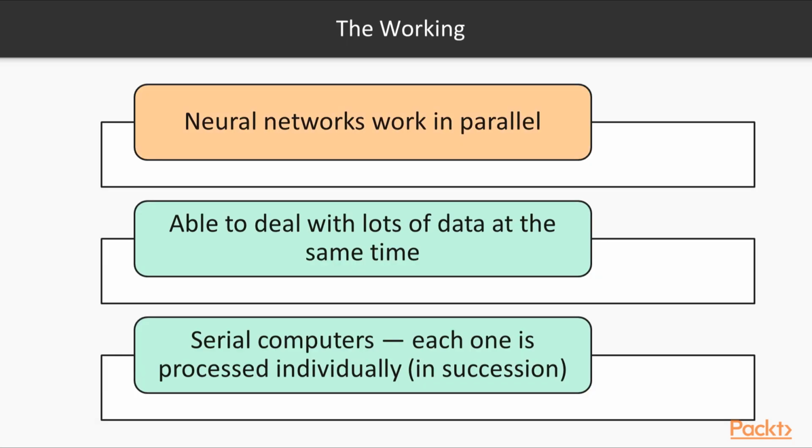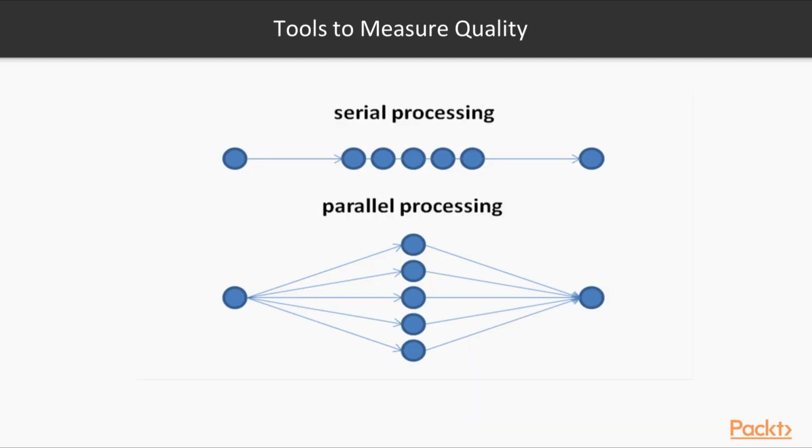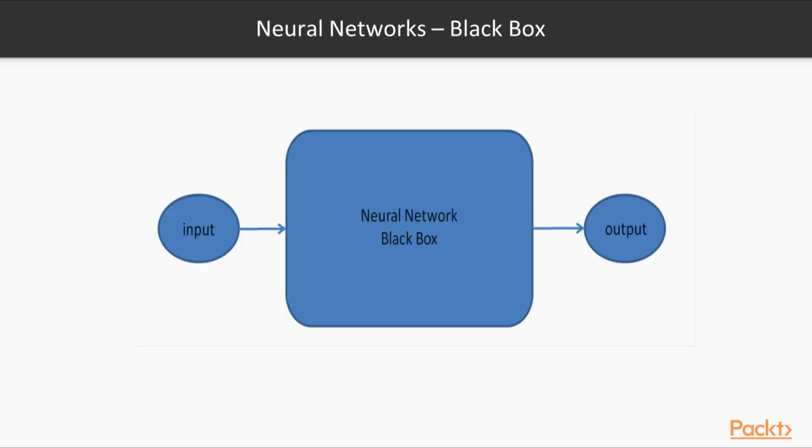Neural networks work in parallel and are therefore able to deal with lots of data at the same time, as opposed to serial computers in which each one is processed individually and in succession. Here's a figure giving a comparison between serial processing and parallel processing. Models produced by neural networks, though very efficient, cannot be explained in human symbolic language. The results must be accepted as they are, from which the definition of neural networks as black box, as you can see in this figure.